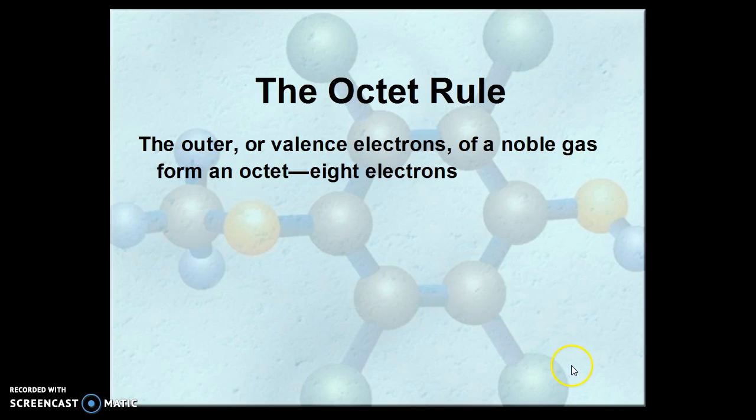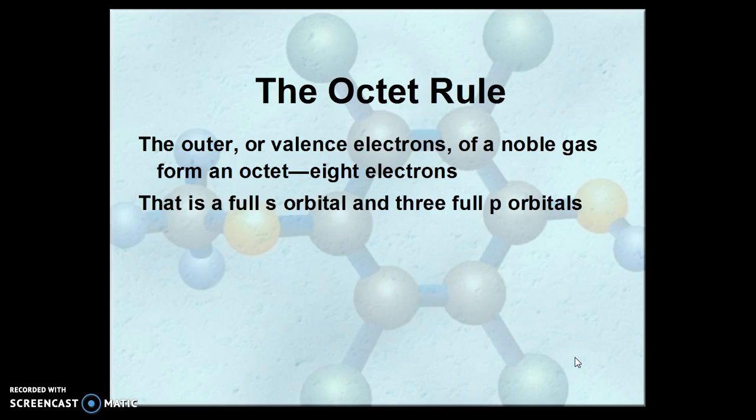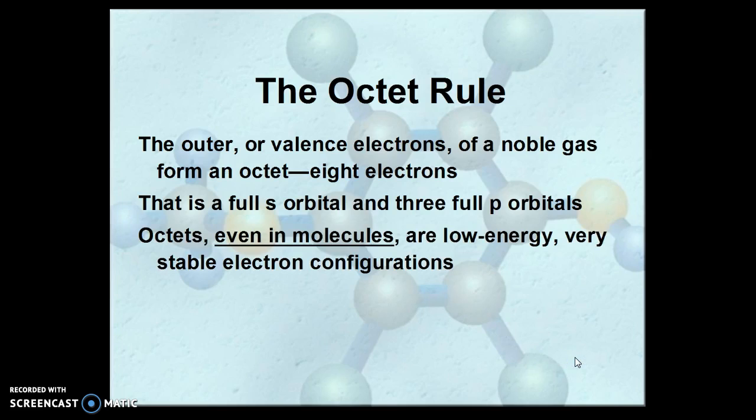Let's look at the octet rule. The outer or valence electrons of a noble gas form an octet, that is, 8 electrons. That's a full s orbital and 3 full p orbitals, like 2s2 2p6. Octets, even in molecules, are low energy. They're very stable electron configurations.